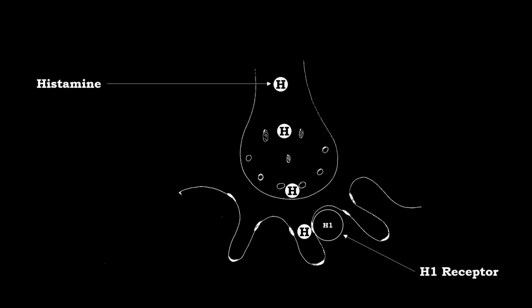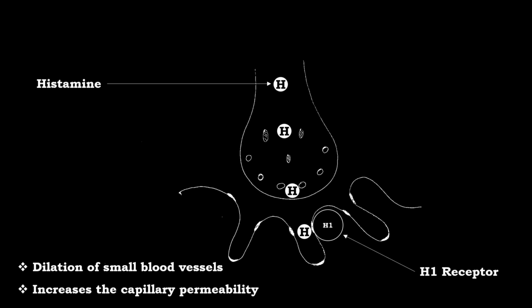I am trying to make it more clear. See, when histamine reaches the presynaptic terminal, it is released into the synaptic cleft through exocytosis. On the postsynaptic membrane, it stimulates the H1 receptor. H1 receptor causes dilation of small blood vessels and increases the capillary permeability. H3 receptor is present on presynaptic terminal. It is an autoreceptor. When histamine stimulates the H3 receptor, it causes inhibition of histamine release in the synaptic cleft, so that it acts as feedback inhibition of histamine synthesis and release.